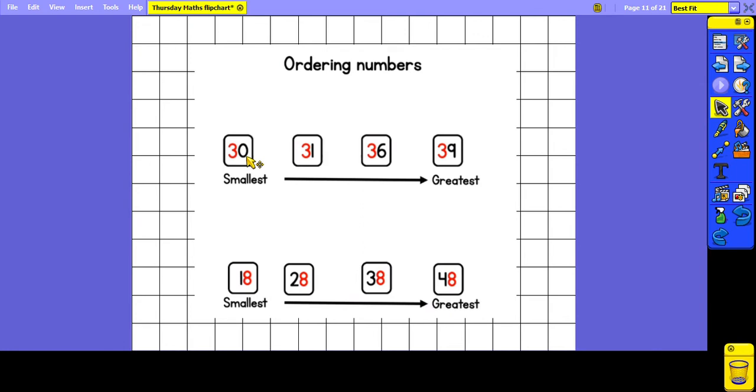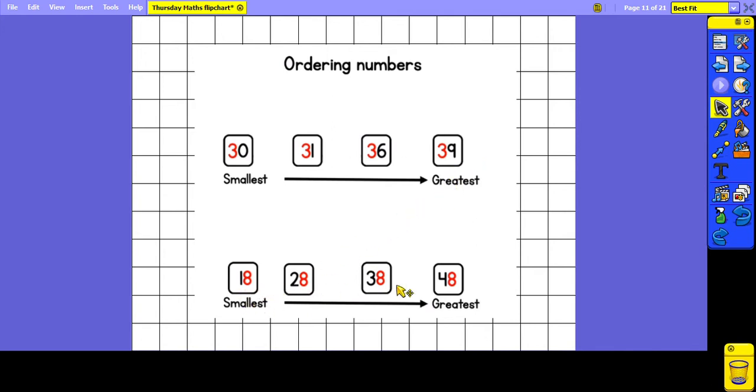And 30 has 0 ones, so that is the smallest. 31 has 1 one, so that is the next smallest. 36 has 6 ones, so this one comes next. And the greatest is 39 because it has got 9 ones. So the ones are getting greater as we move across.